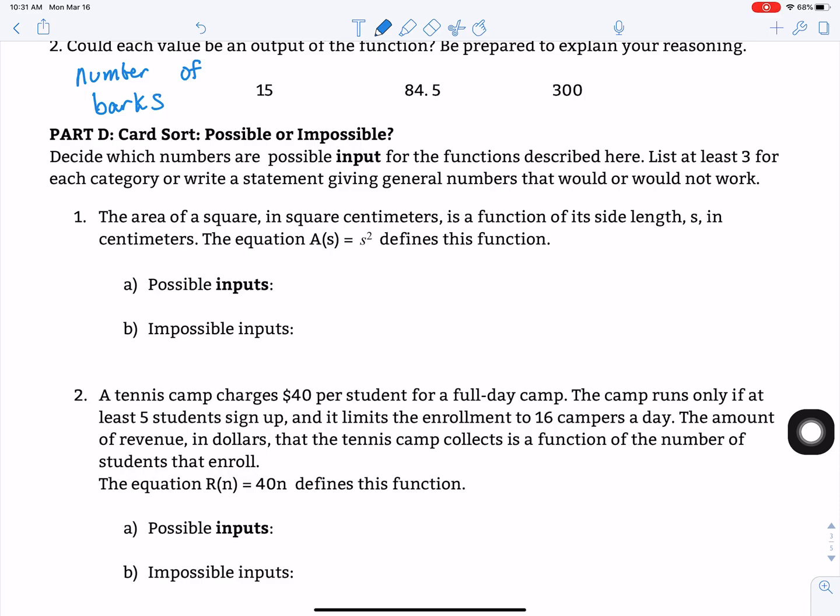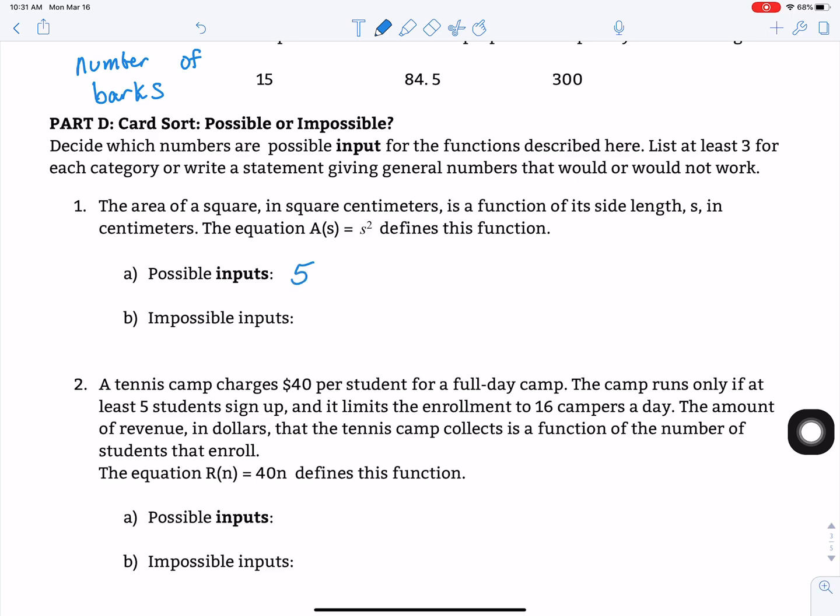So things that would work, we could have a square with a side length of 5. We could have a square with a side length of 10. We could have a square with a side length of 30 or even higher. Anything that's a positive number is going to work. We can't have a side length of 0. That would be impossible, because that would be nothing, or any negative number, because we can't have a side length with a negative length. So we're just looking at some possible pieces in there.